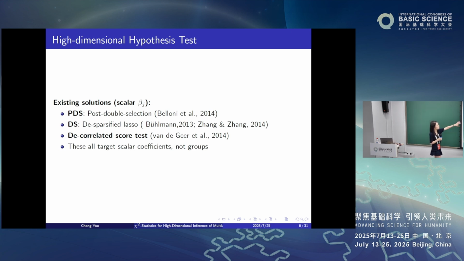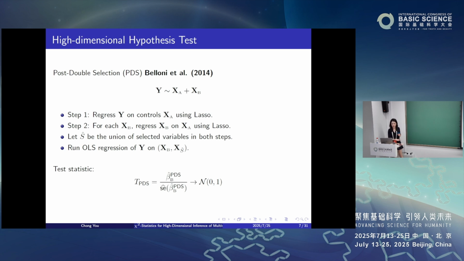The first three can only deal with a single beta b, so this is not a vector anymore, this is a scalar. The one I'm going to introduce later can deal with the group hypothesis, so this beta here is no longer a scalar, it can be a vector. Those are the methods I'm going to introduce: PDS, the post-double selection, and the desparsified Lasso, and the correlated score test.